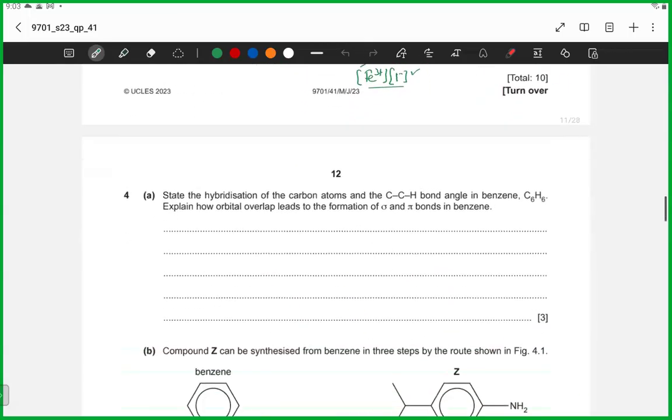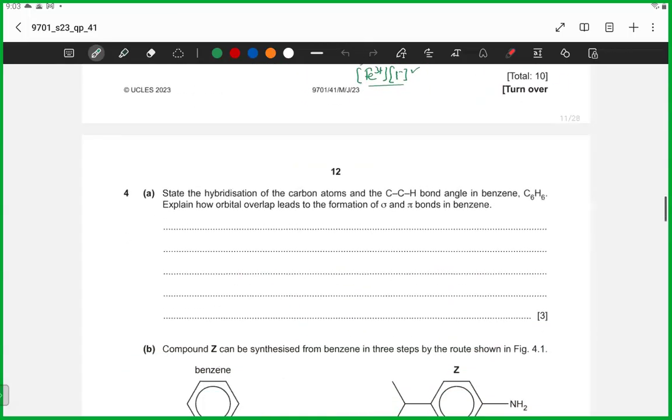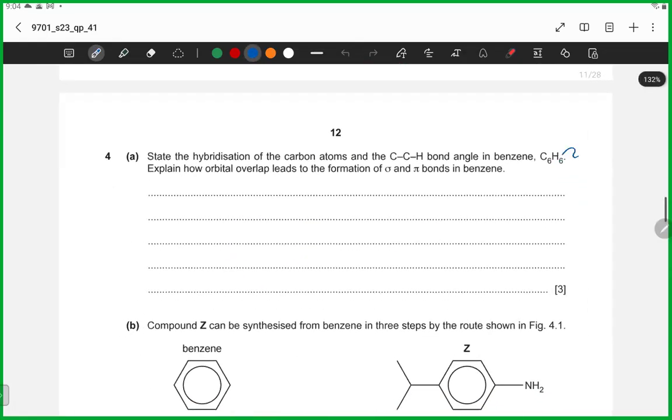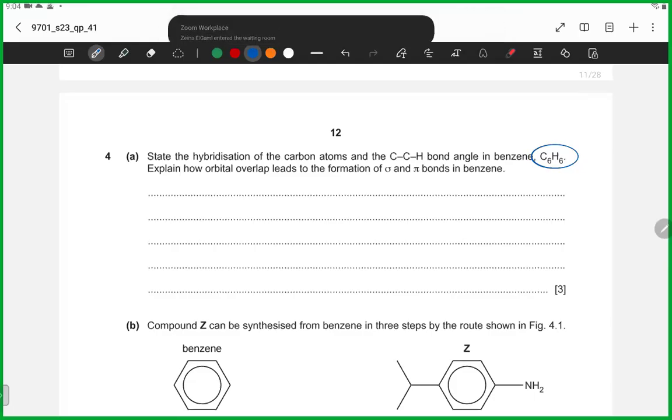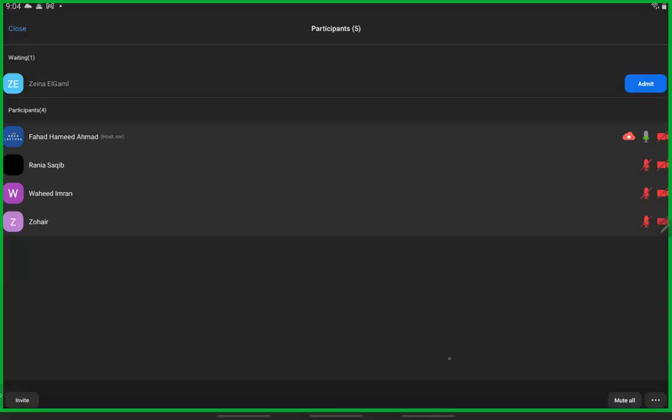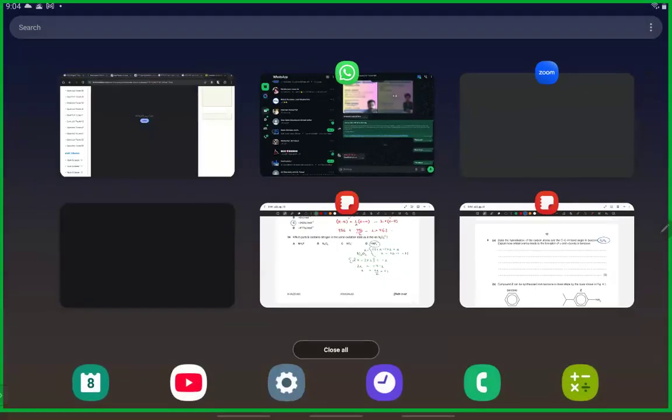चलो, ये दिस वाज द लास्ट क्वेश्चन, क्वेश्चन नंबर 4। ठीक है, वी गोना स्टार्ट विद क्वेश्चन नंबर 4। तो क्वेश्चन नंबर 4 इज अबाउट बेंजीन। ठीक है, एक्सप्लेन द स्ट्रक्चर ऑफ बेंजीन। Also explain how the orbital overlap leads to the formation of sigma and pi bonds. ठीक है, it's a 3 mark question.